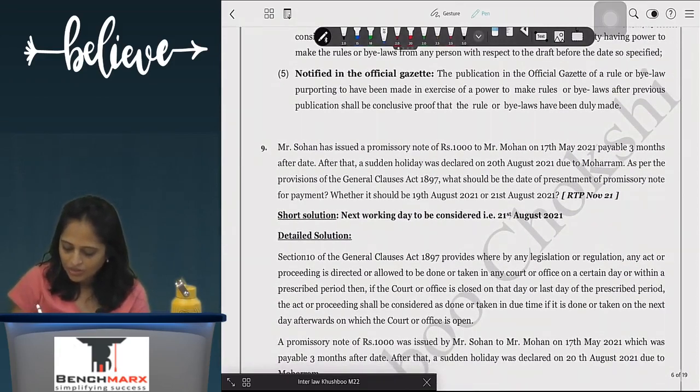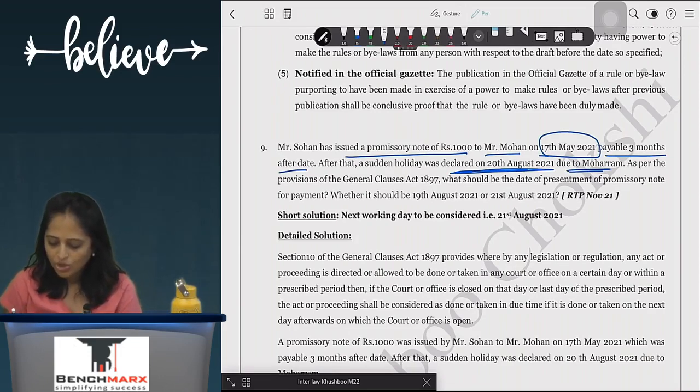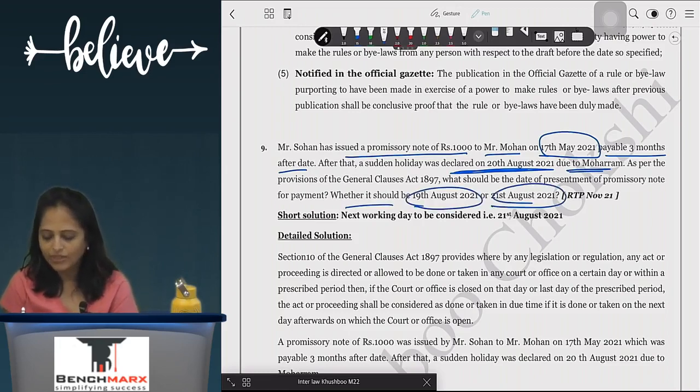Mr. Sohan has issued a promissory note of ₹1000 to Mr. Mohan on 17th May 2021, payable 3 months after date. After that, a sudden holiday was declared on 20th August due to Muharram. As per the provisions, what should be the date of presentment of promissory note? So, if there is a holiday, whether it should be 19th or 21st August.